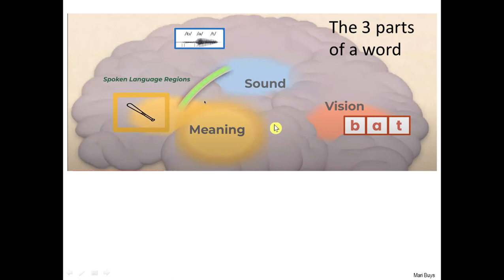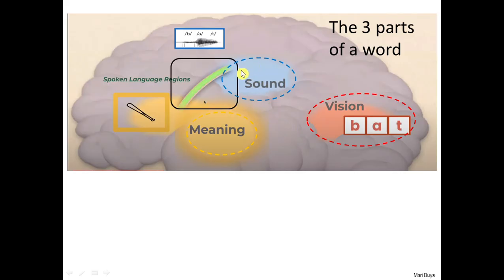First, there is the meaning of a word, like the word bat. It means the thing that you hit a ball with, or it could also mean an animal. And then the second part is the sound of the word. You can hear the word makes a sound, and there are also sounds within the word. And then the very important third part of a word is its spelling, and that is what you see, the vision part.